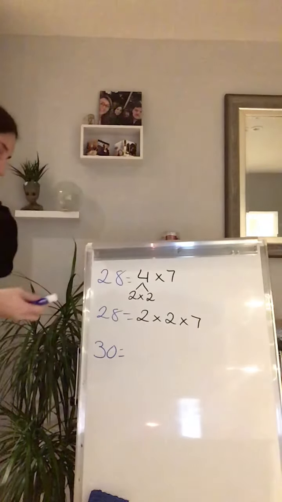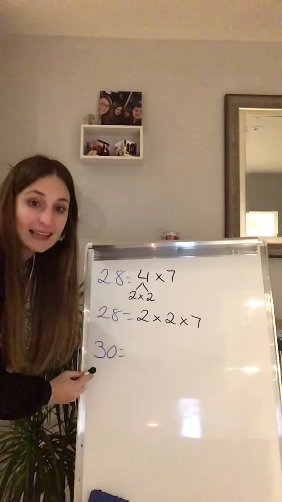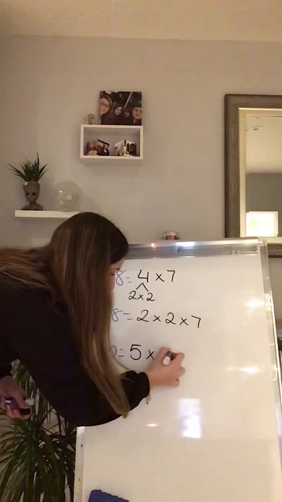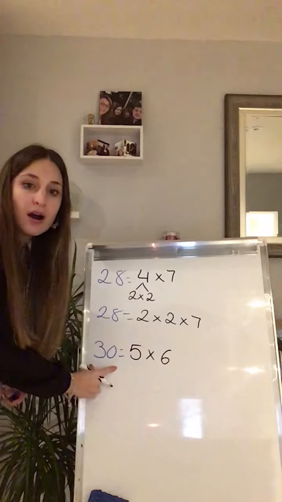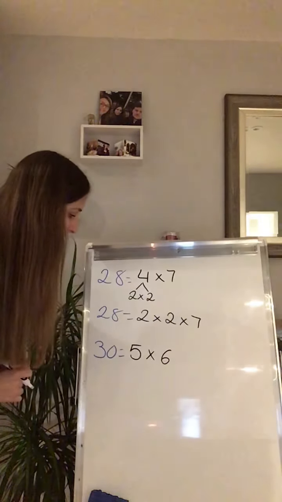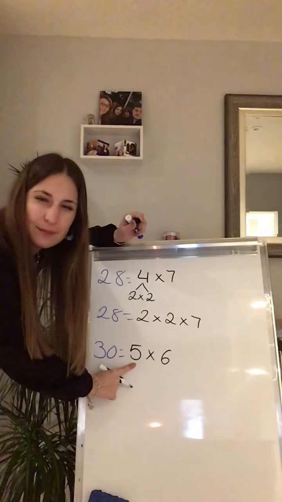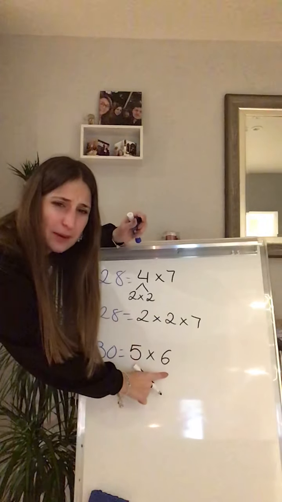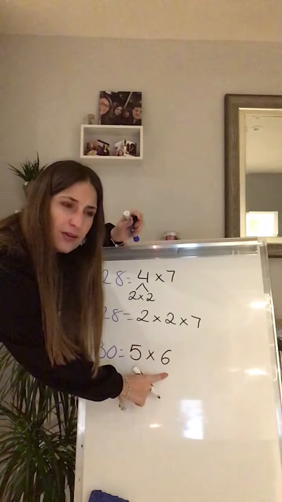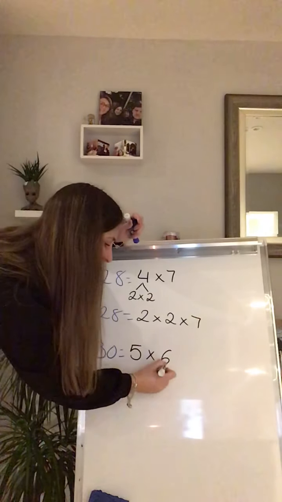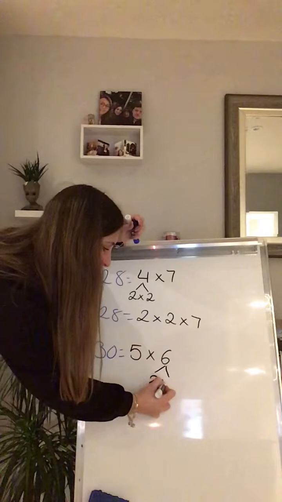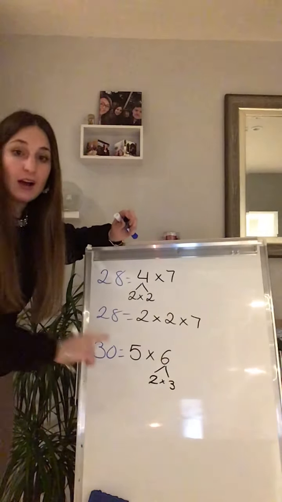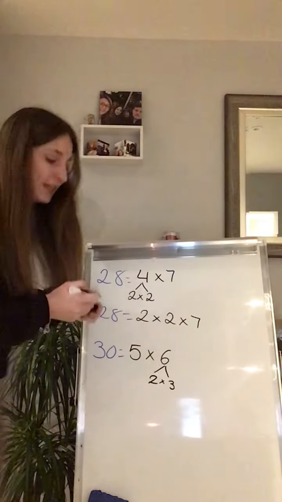Go for it. Okay, I know that I can get 30 by timing 5 times 6. I have 30 on my 5 timetable. 5, is it a prime number? Yeah. 6, is it a prime number? No. How do you get 6? 2 times 3. Okay? How will this look then? Go for it.